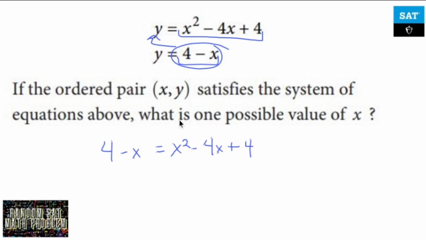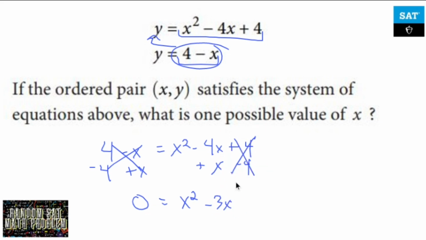Okay, they want one possible value of x. I know there's going to be two of them, and this is what we're going to do. We're going to use the zero product property. We're going to subtract 4 from both sides. Ooh, that's nice. We're going to add x to both sides. So that completely crosses out and gives you 0. We now have x squared minus 3x and nothing else.